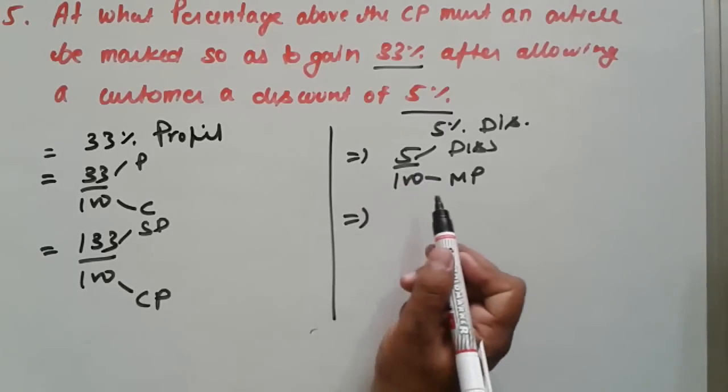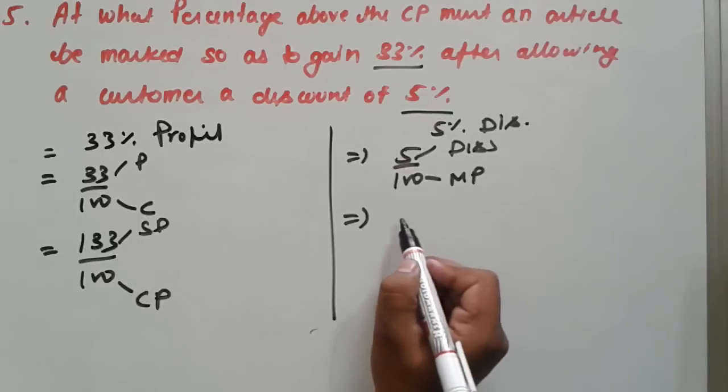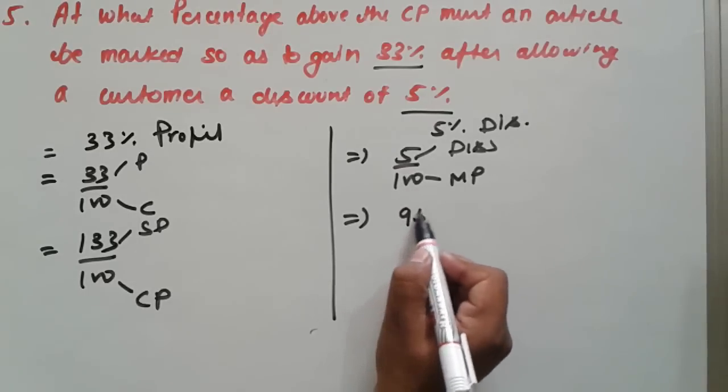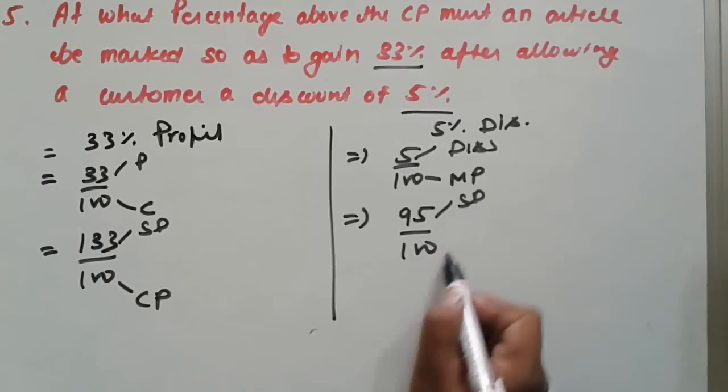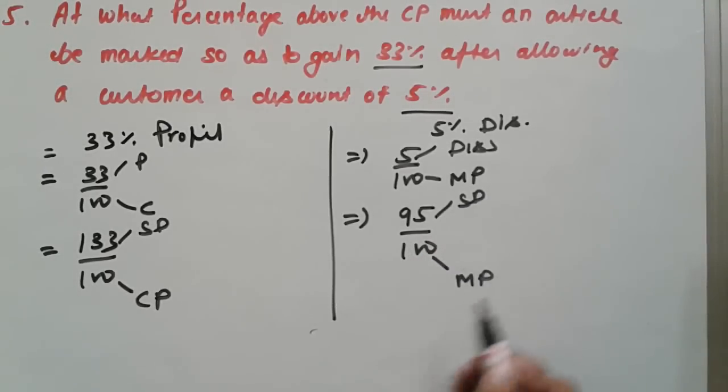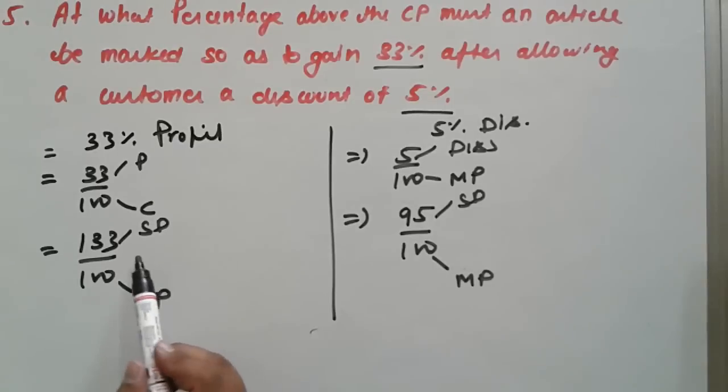Now we can calculate the ratio of selling price by market price. Selling price would be 100 minus 5, which is 95 by 100. It represents selling price and market price. Okay, so we have to make the selling price equal on both sides to calculate the cost price and market price.